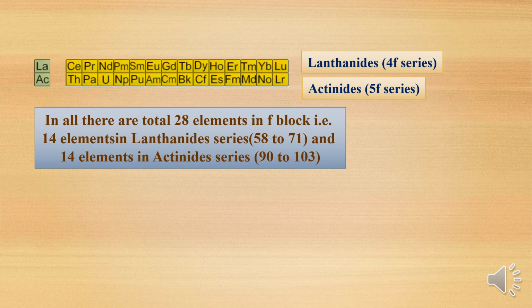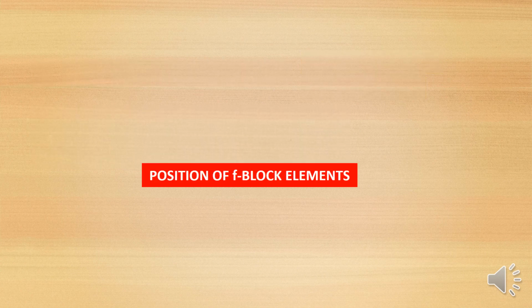Now in all there are a total of 28 elements. Already I told you, 14 plus 14 is 28. The 14 lanthanide elements have atomic numbers 58 to 71, and the 14 elements in the actinide series are 90 to 100. Now students, we will go through the position of F block elements.